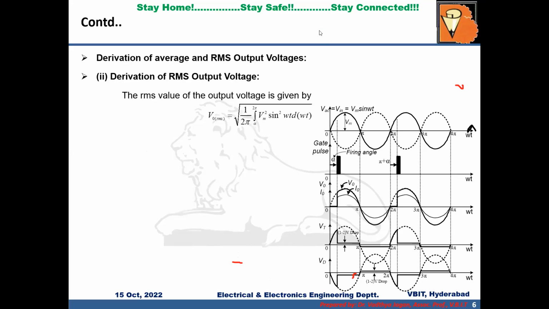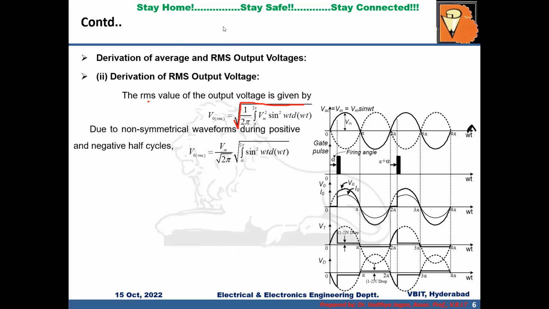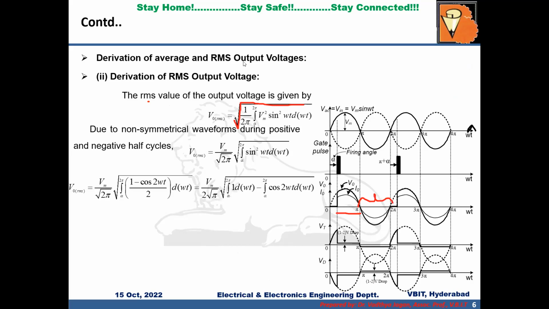So similarly, we can go for the RMS output voltage derivation, which is again alpha to 2 pi Vm square sin square omega t, under root. So root means mean means 1 by 2 pi, square means Vm square sin square omega t d omega t. Again, due to the non-symmetrical waveform, we'll consider separately alpha to pi during the positive half cycle and pi to 2 pi during the negative half cycle. And let us substitute the upper limit and lower limit.